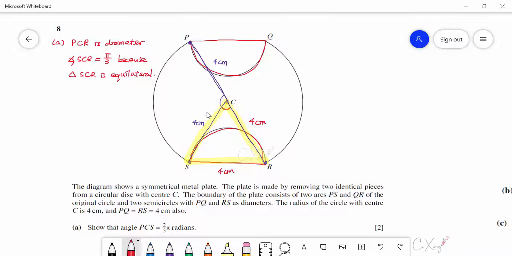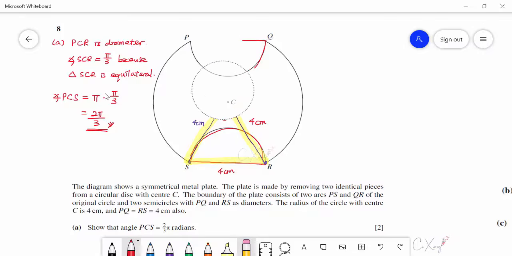So if we know that SCR is pi over 3, then to get the angle PCS, it will be 180 degrees, that means the whole straight line, minus the angle SCR, so minus pi over 3. Therefore, we see very easily that the angle PCS is equal to 2 pi over 3. So this is how we get the answer for part A. They want us to prove it, so this is how we show it. Then now we continue to part B.